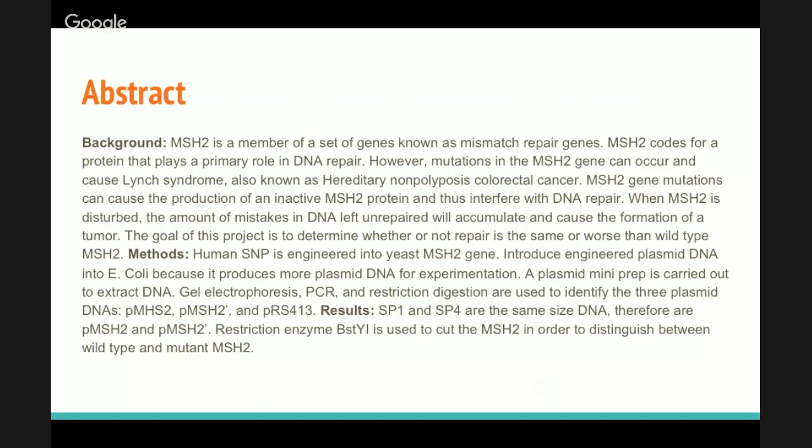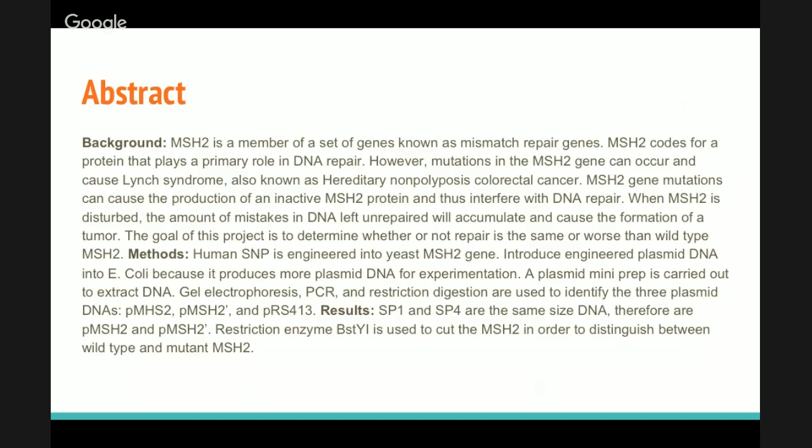When MSH2 is disturbed, the amount of mistakes in DNA left unrepaired will accumulate and cause the formation of a tumor. The goal of this project is to determine whether or not repair is the same or worse than wild-type MSH2. Human SNP is engineered into yeast MSH2 gene. The engineered plasmid is introduced into E. coli because it produces more plasmid DNA for experimentation.